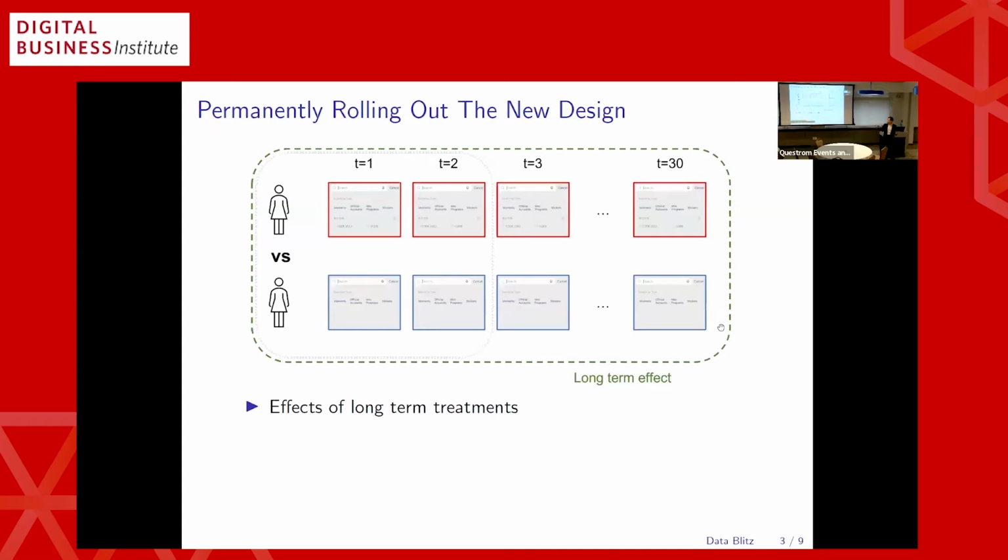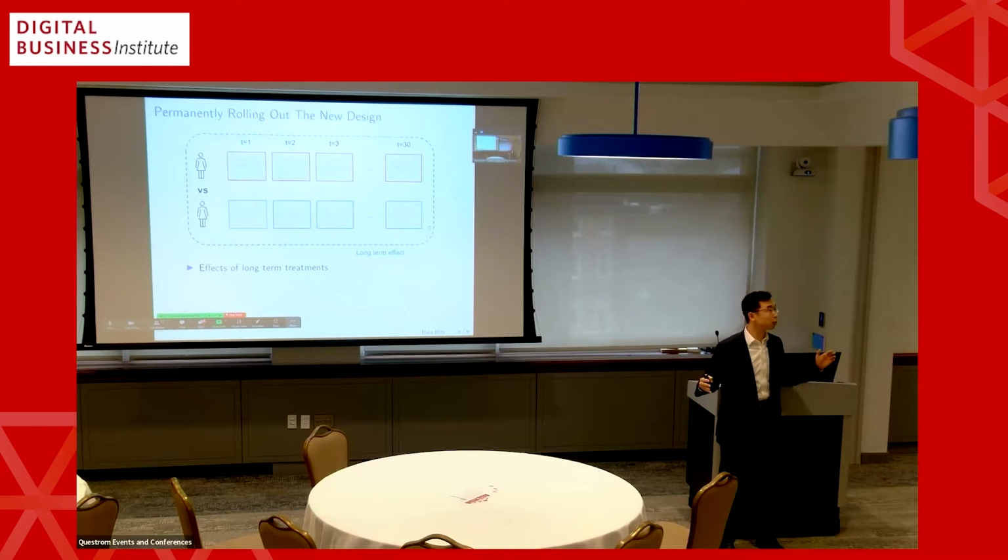In the first row, there is a representative user who is being exposed to the red color, to the new design. And you would like to ideally compare this user to someone else who is being exposed to the older version of the design. And if you can keep running this experiment for a long duration of time, then you can estimate the long-term effect of applying this new design.